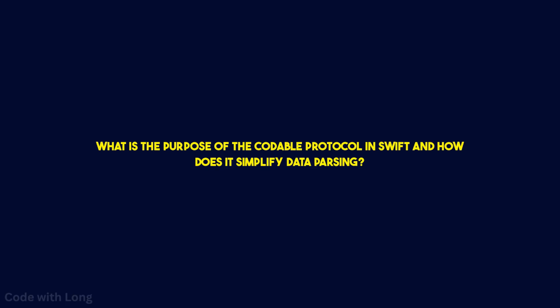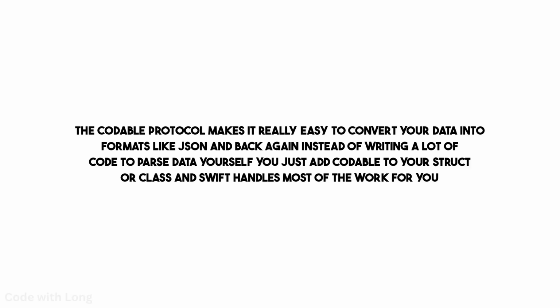What is the purpose of the Codable protocol in Swift and how does it simplify data parsing? The Codable protocol makes it really easy to convert your data into formats like JSON, and back again. Instead of writing a lot of code to parse data yourself, you just add Codable to your struct or class, and Swift handles most of the work for you.